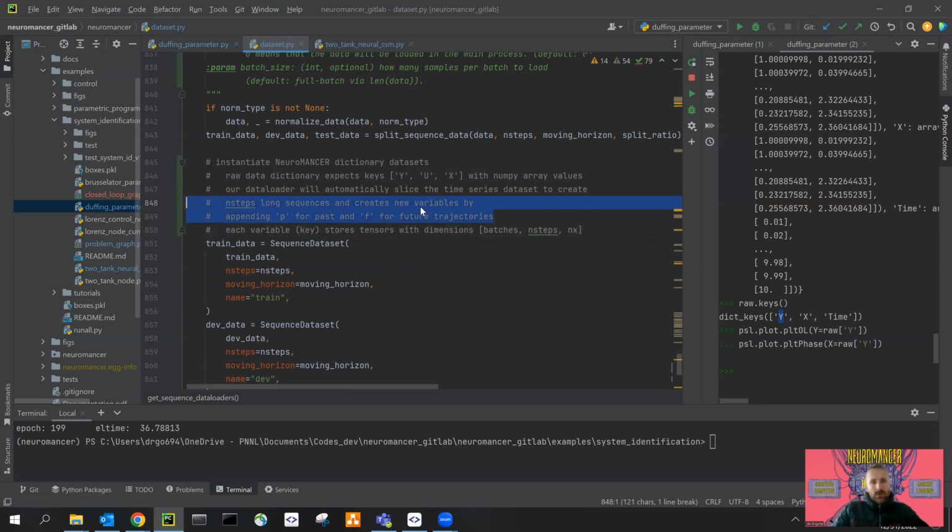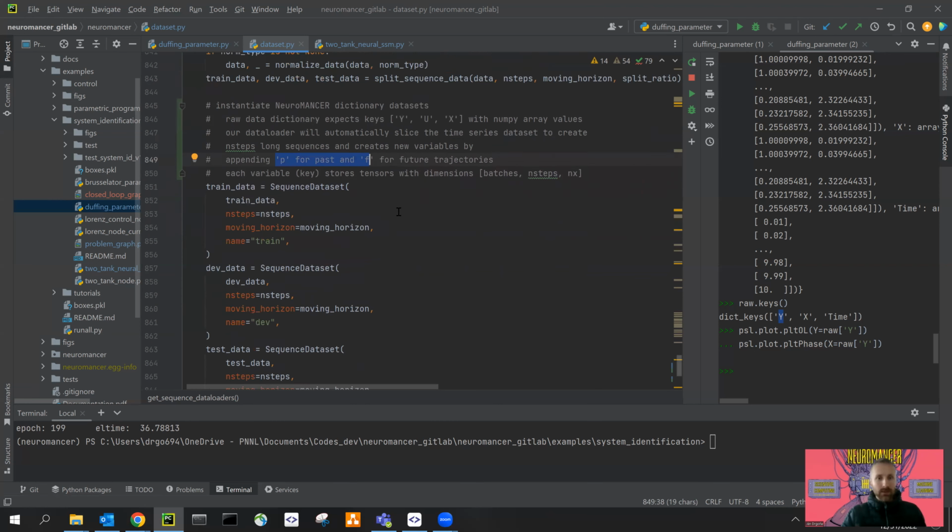Also, one thing which is happening automatically in the sequence dataset from NeuroMANCER is the creation of past and future trajectories that can be utilized by the high-level problem formulation, because very often we have some kind of system estimator that looks in the past, predicts the current initial conditions, and then we want to predict for the future. So that also happens automatically.